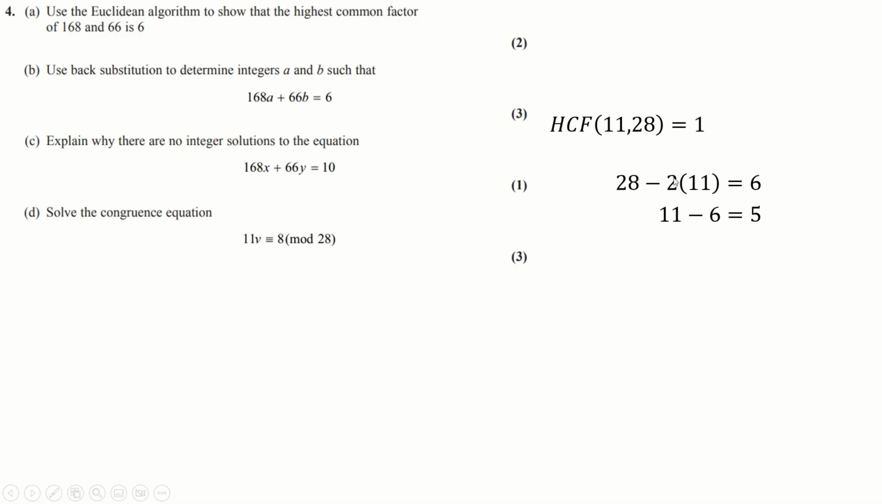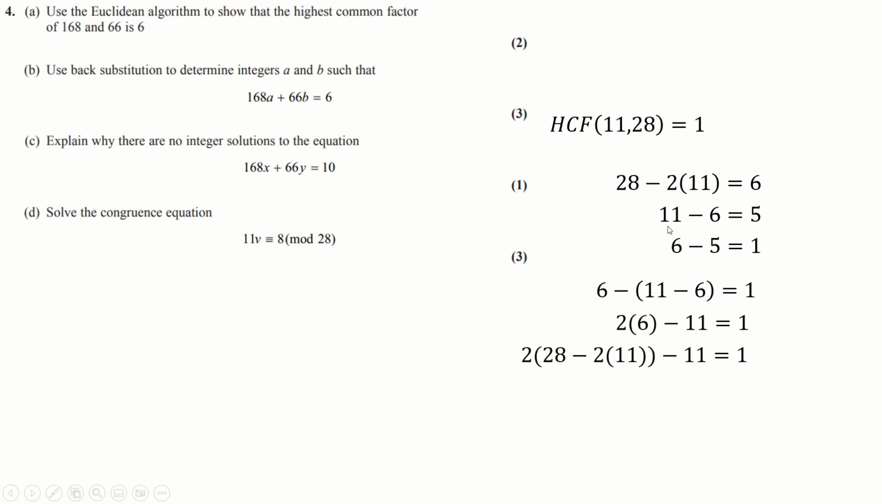The highest common factor of these two is 1. You can prove it by doing the Euclidean algorithm really quickly. But once you've done that, you can then just do some back substitution, starting at this line and then maybe putting in this next one here for the 6's, is what I've done here. And you eventually end up with this thing here. And now what I can say is, if I rearrange that just a little bit, I'll get to here.